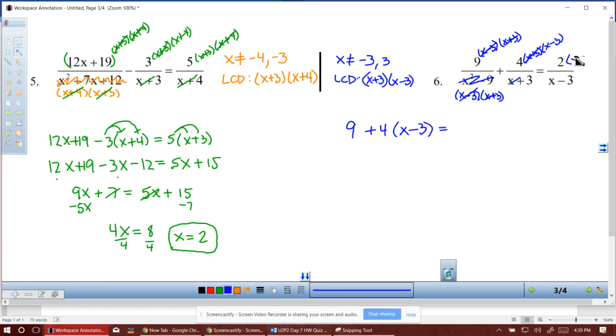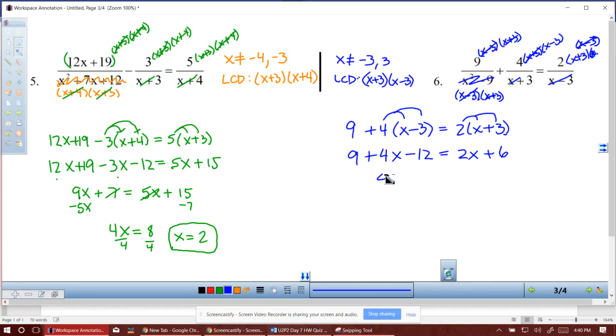Equals, and then I do my last fraction times x plus 3, x minus 3. So here the x minus 3's cancel, and I have 2 times x plus 3. So here I'll have to distribute and distribute, so 9 plus 4x minus 12. Here I'll distribute and distribute, equals 2x plus 6. I'll go ahead and combine these two terms. So 4x minus 3 equals 2x plus 6.